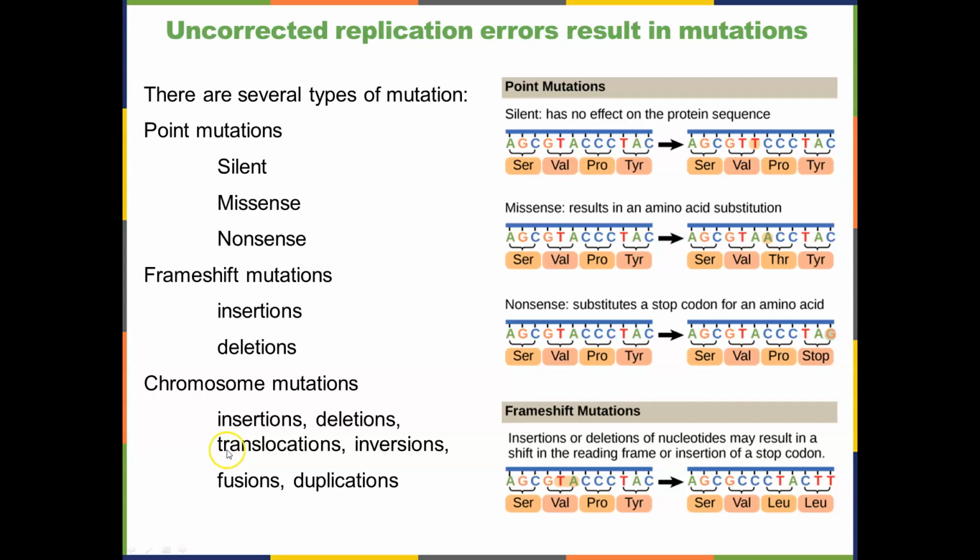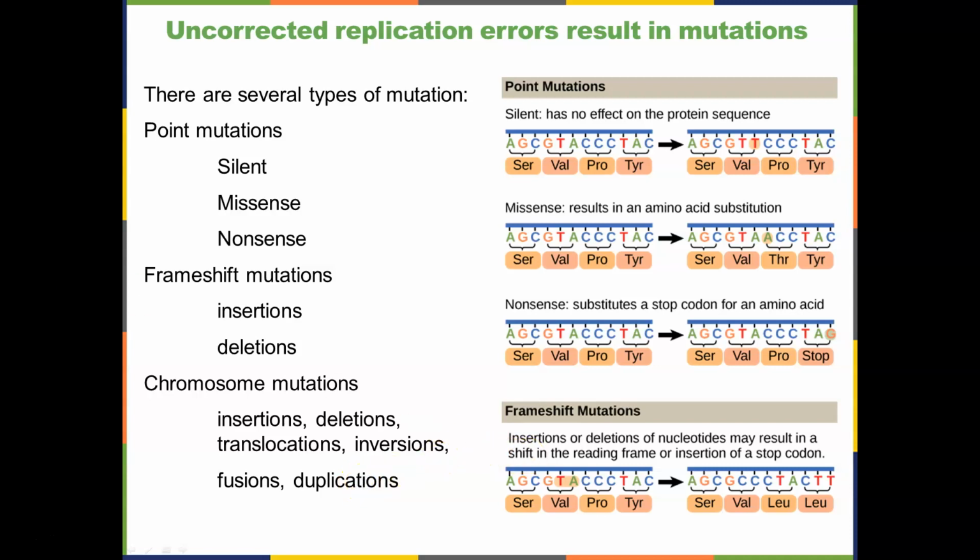The same things happen when we relocate pieces of DNA from one location to another, or flip them back and forth, or any number of other large-scale errors that occur during DNA replication, DNA duplication. All of these things can occur. So a frame shift mutation.